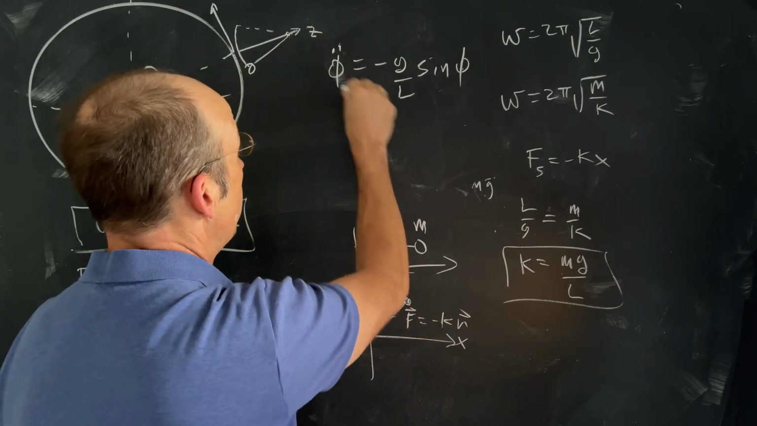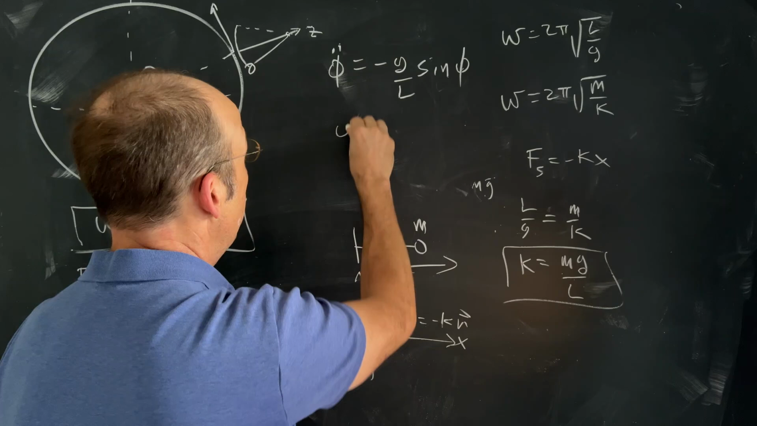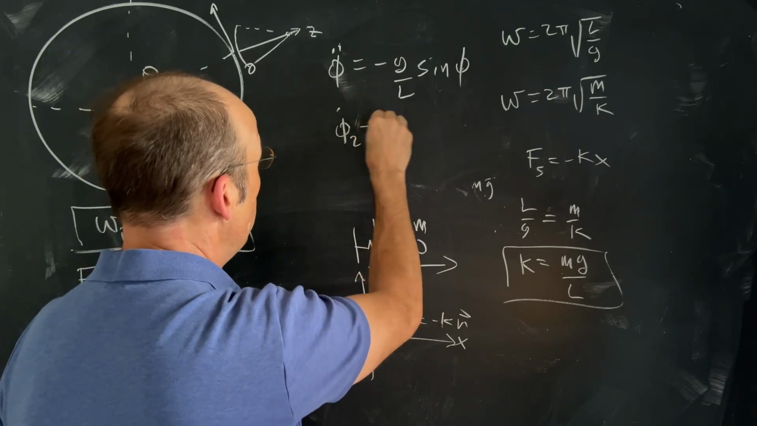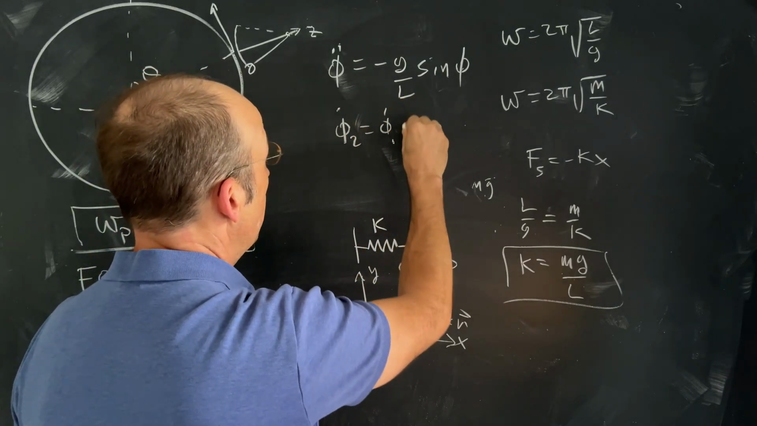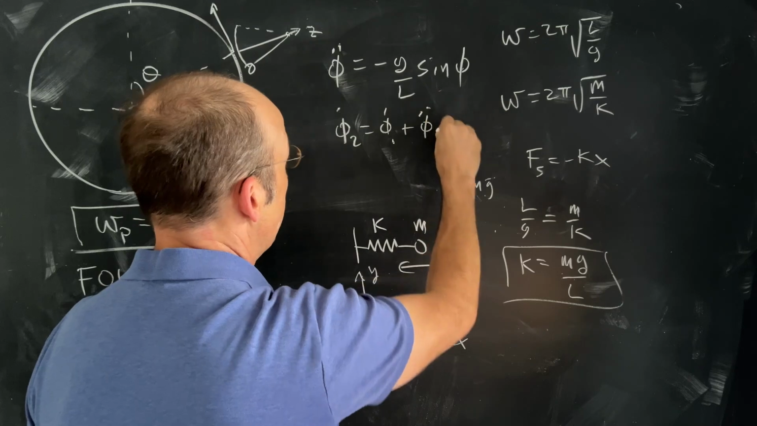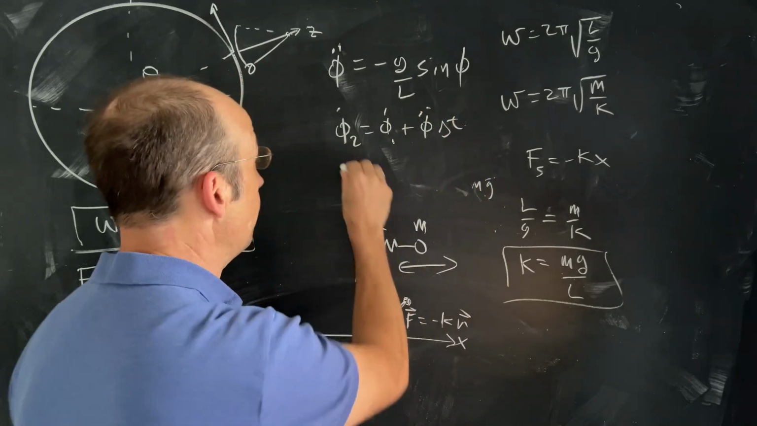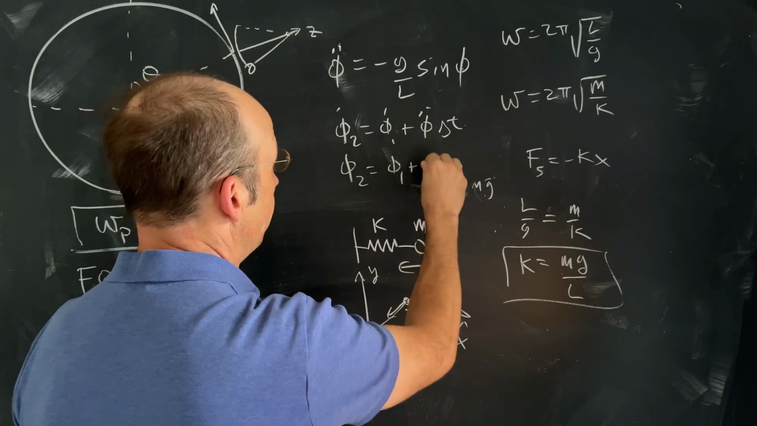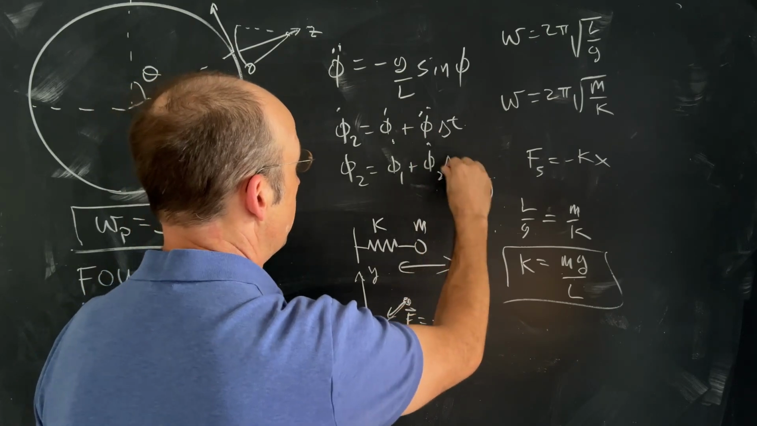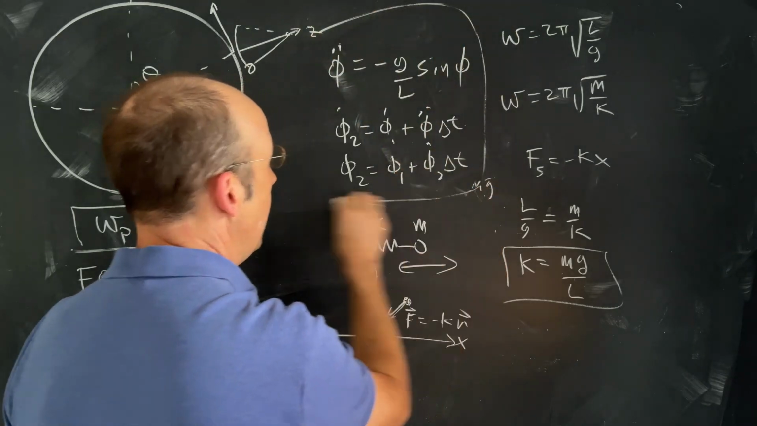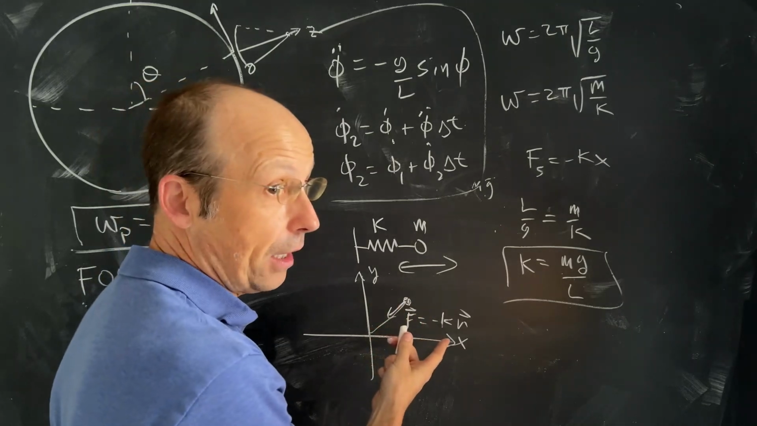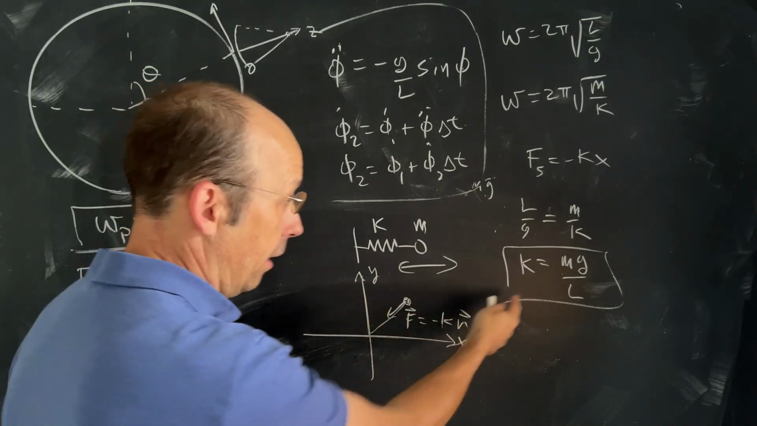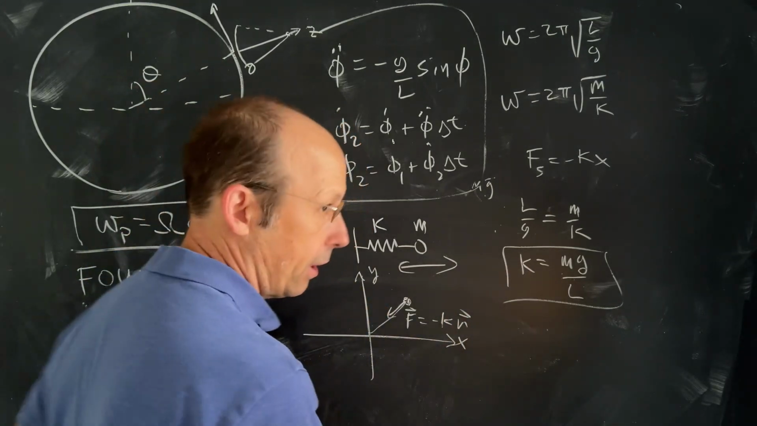And so if I know phi double dot, I can calculate phi dot. So phi dot 2 is phi dot 1 plus phi double dot delta t. I'm breaking it into small time intervals. And then I can calculate phi 2 is phi 1 plus phi dot 2 delta t. So my normal numerical calculation, and that's my pendulum. And then I can redo the same thing using a spring constant of force like that. Okay, that's what I'm doing.